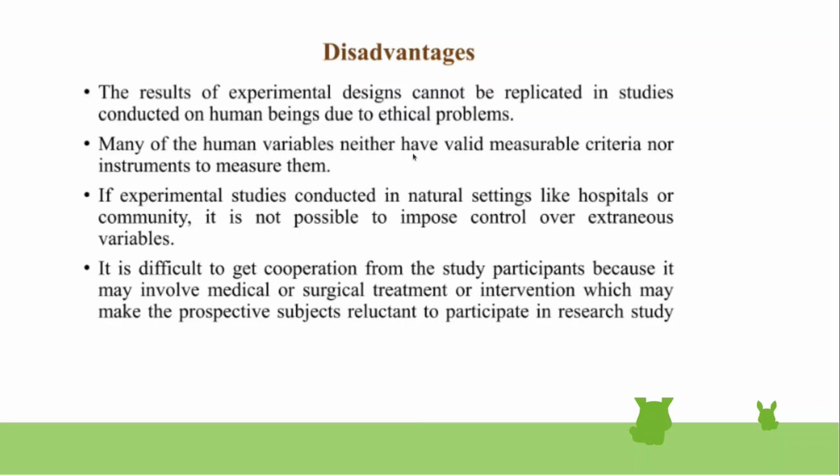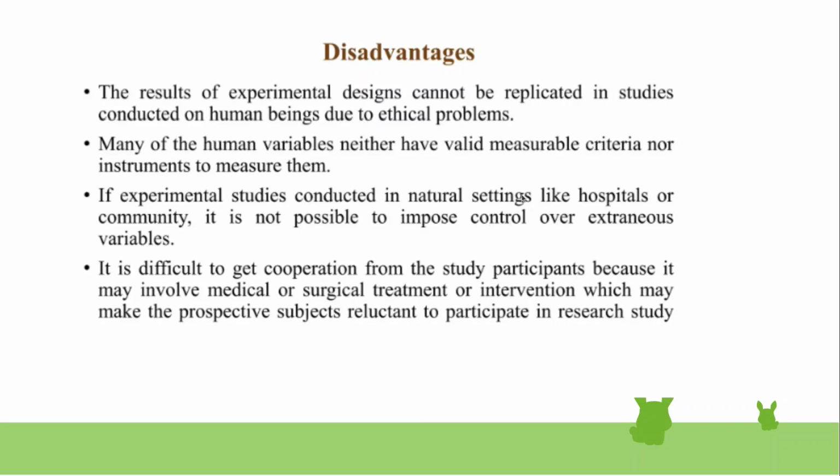Many of the human variables have neither valid measurable criteria nor instruments to measure them. In most of the studies, what happens is that standard measurable criteria and tools are not available. The instruments are not available to measure their feelings or pains exactly as they feel. Some standard tools are not available. Then if experimental studies are conducted in natural settings like hospitals or the community, it is not possible to impose control over extraneous variables. In the hospital or in the community, there is a possibility that the whole situation cannot be under your control.